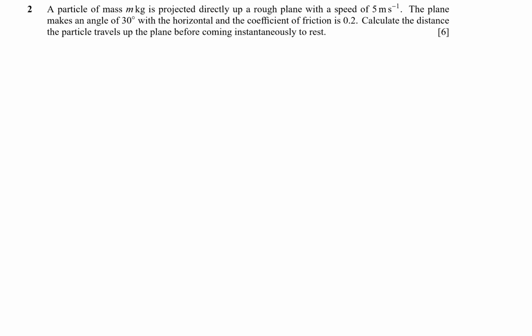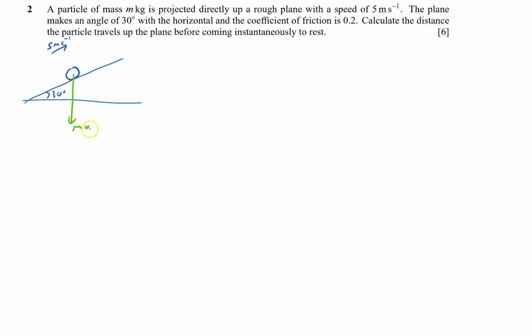Okay, so a point mass is directed up a rough plane at 30 degrees. So that's 30 degrees. And a particle with a speed of 5 meters per second. So it's 5 meters per second. Mass m. So let's put some forces on here.